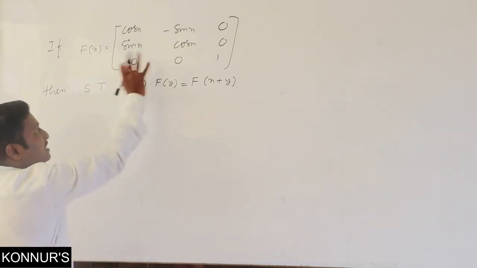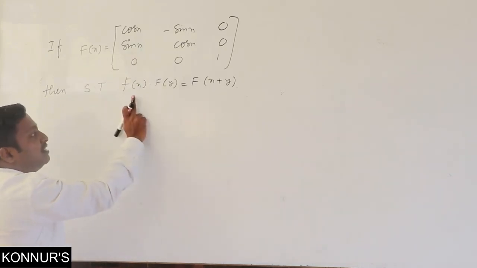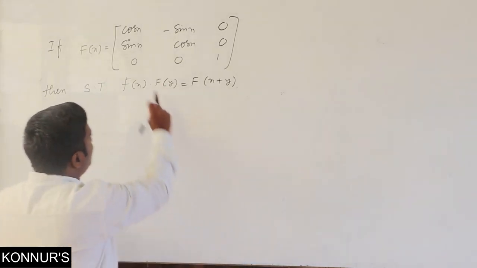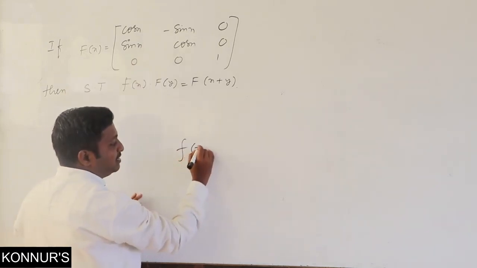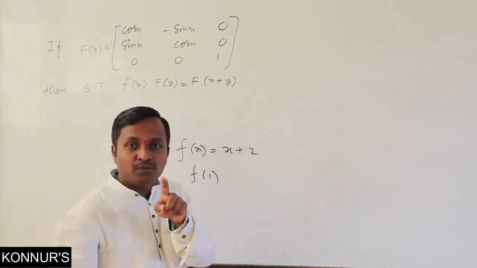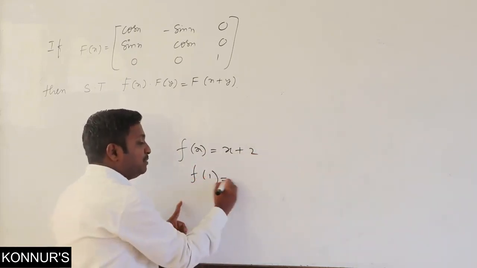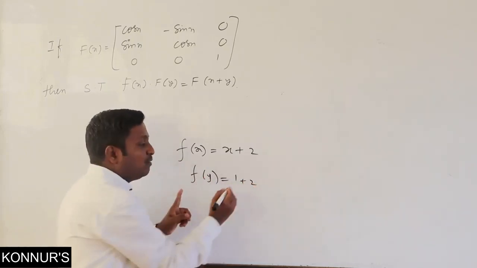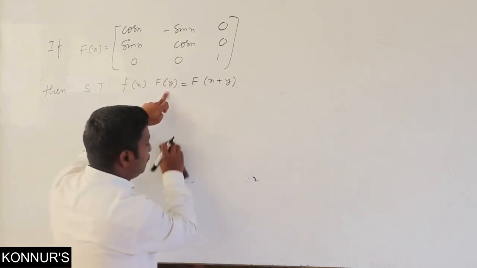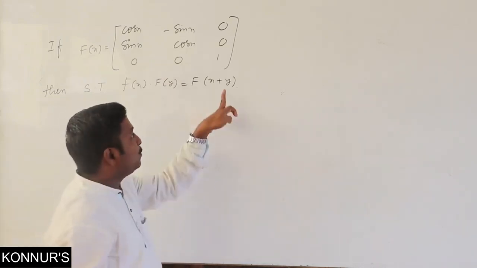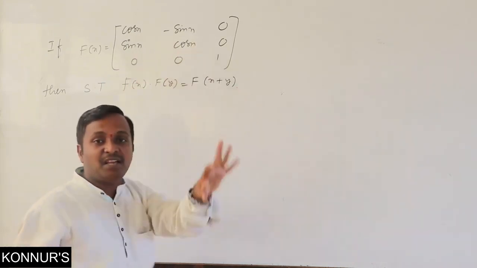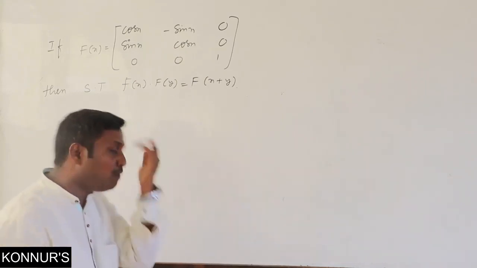Here the question gives f of x. Where does f of y come from? Just replace x by y. For example, if f of x is equal to x plus 2, then for f of 1 you replace x by 1, that means 1 plus 2. If I write y, it is nothing but y plus 2. Simple. If you want f of y, replace x by y. If you want f of x plus y, wherever x is there, replace x by x plus y. Now come to the point.